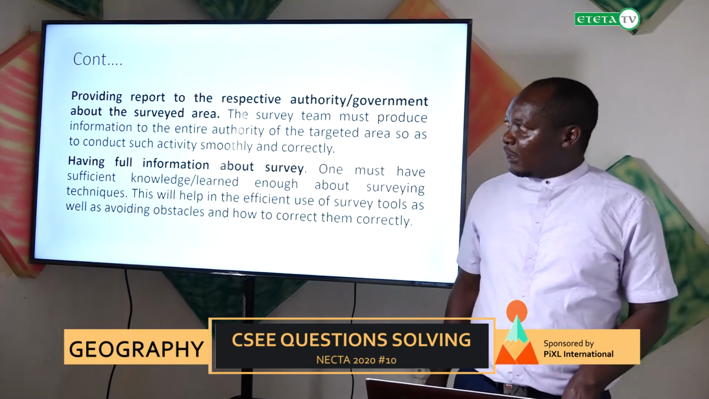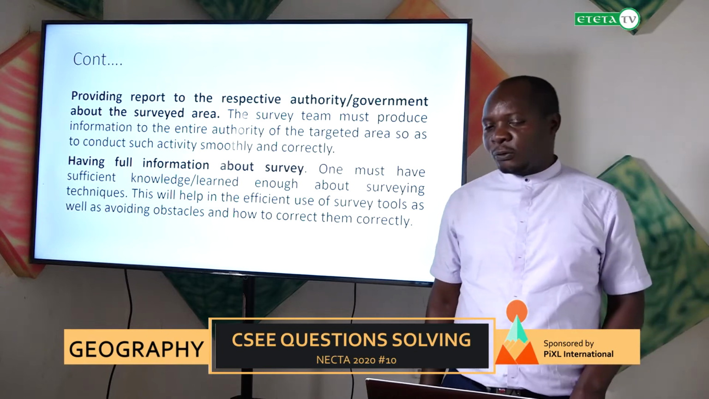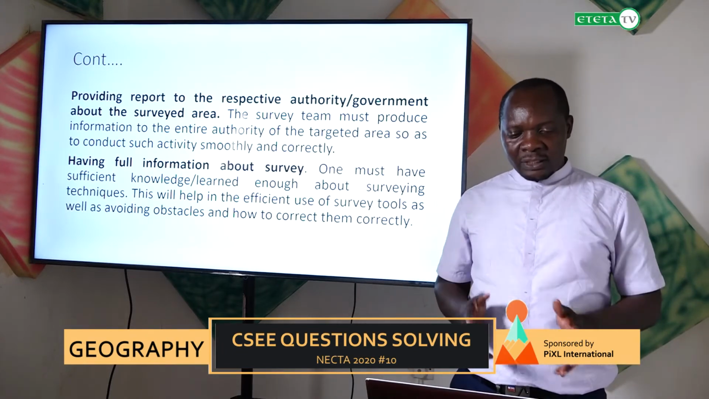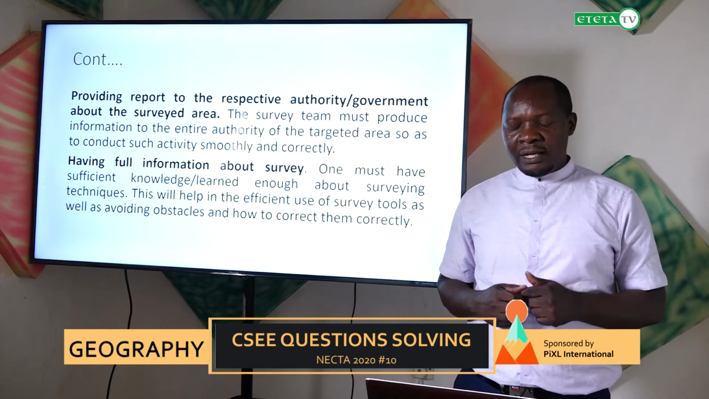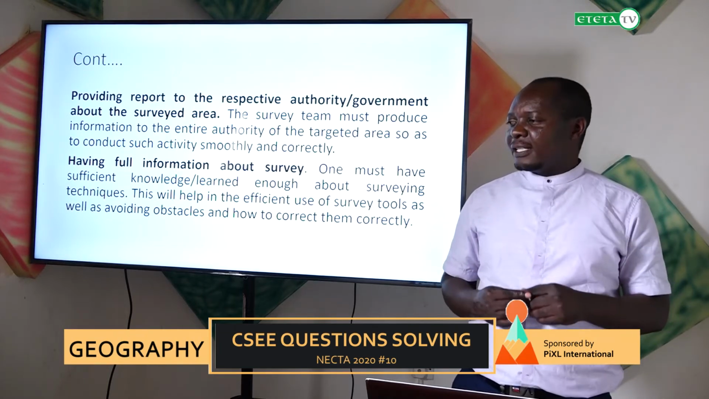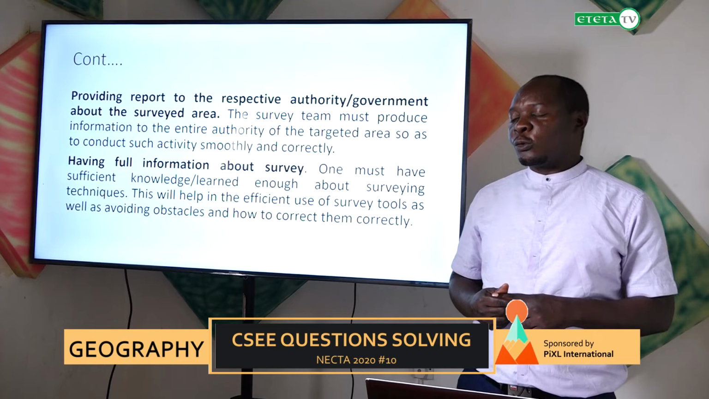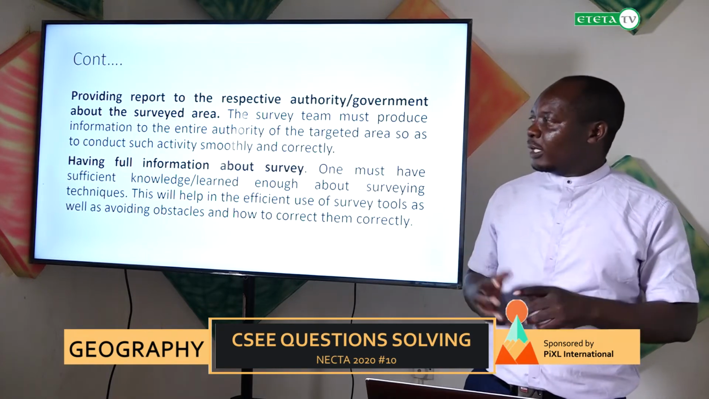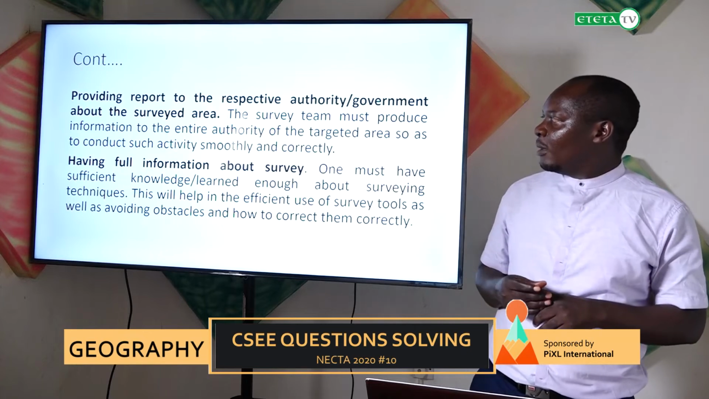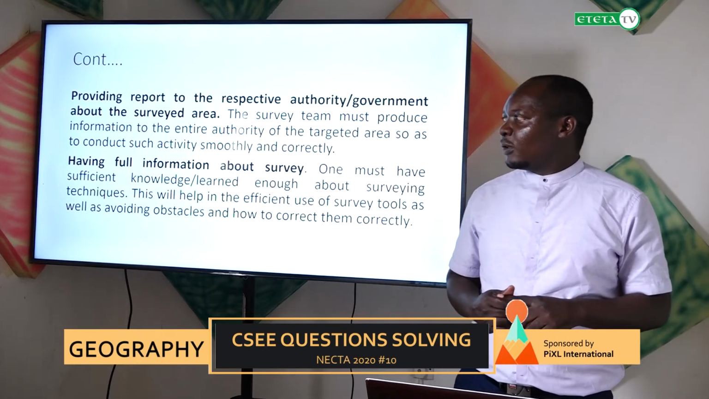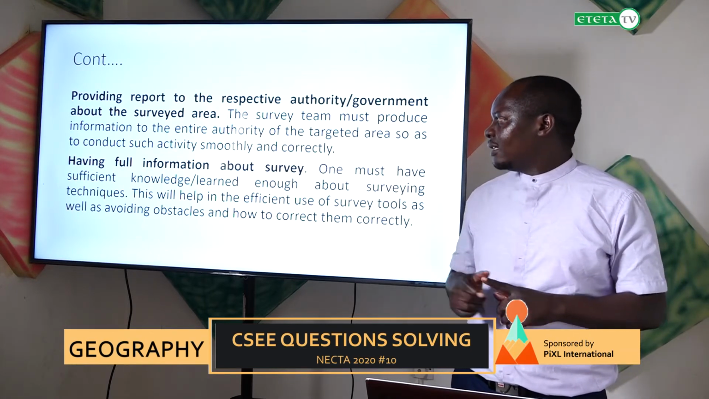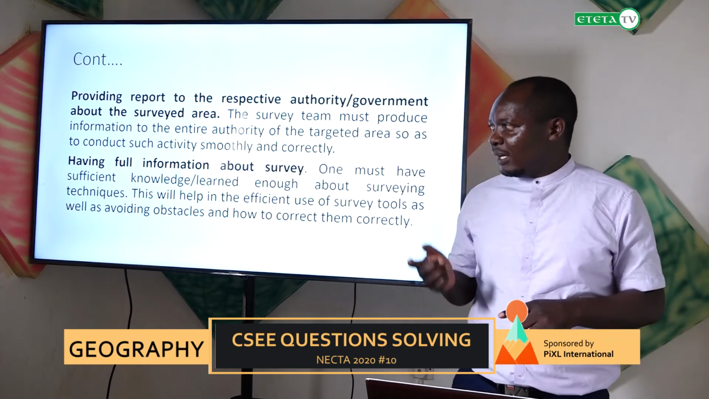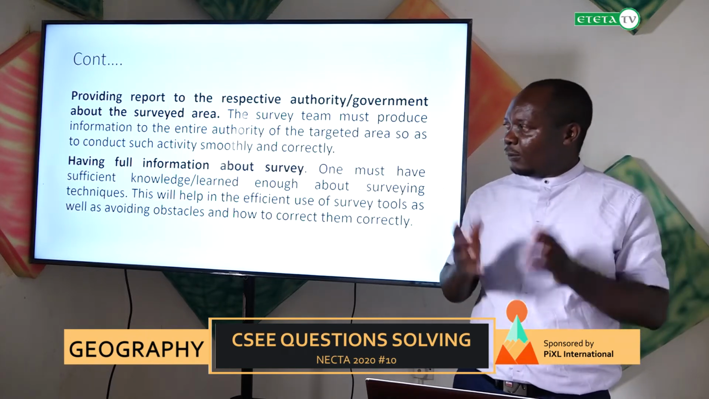But again, preparation of the report to the respective authority after visiting that area. You, as a surveyor, have to prepare a report, and that report should be submitted to the authority that is intended to collect that information. So the survey team must produce information to the entire authority of the targeted area so as to conduct such activity smoothly and correctly. That means provision of information.